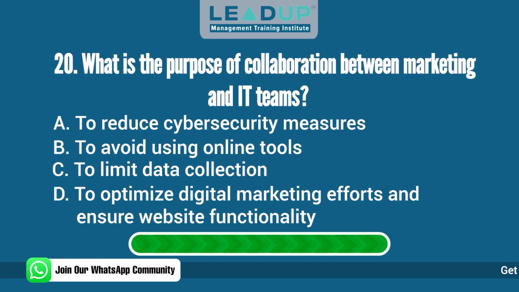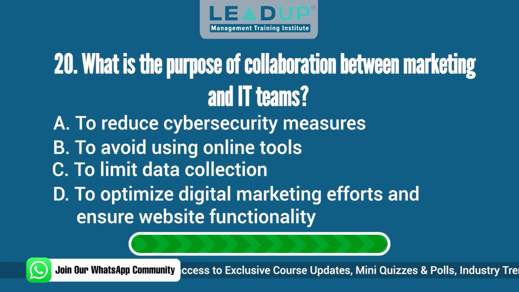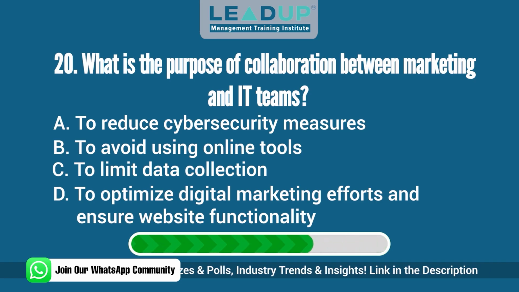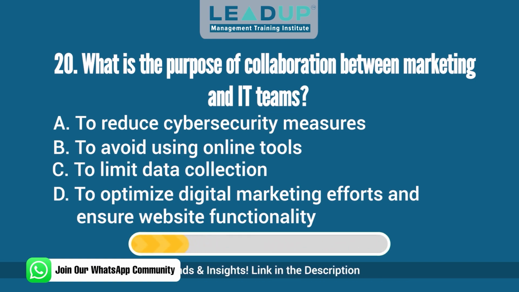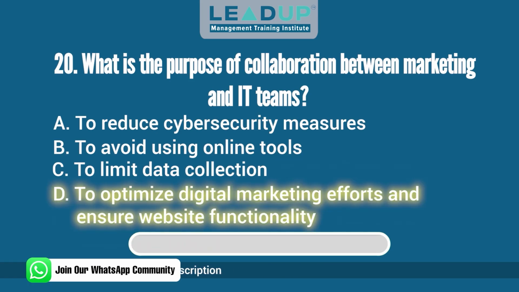Question 20. What is the purpose of collaboration between marketing and IT teams? A. To reduce cybersecurity measures. B. To avoid using online tools. C. To limit data collection. And D. To optimize digital marketing efforts and ensure website functionality. Answer: to optimize digital marketing efforts and ensure website functionality.